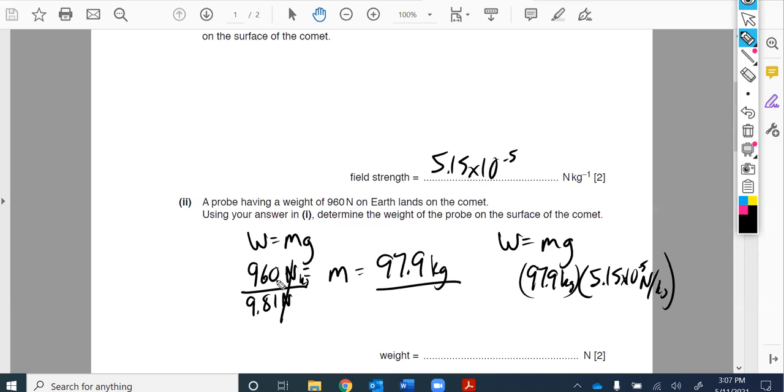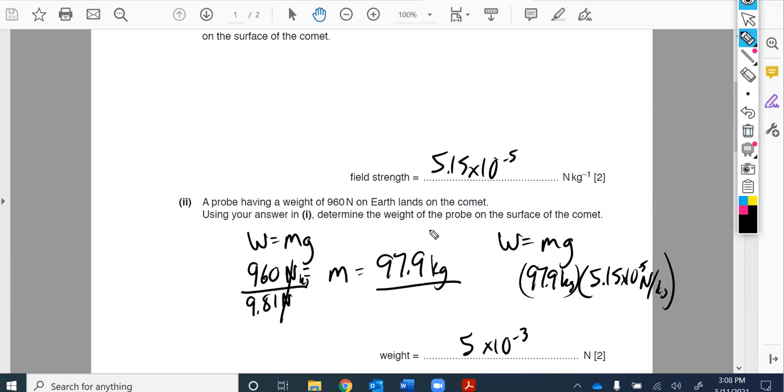So we use the data for Earth to figure out its mass, and then we just know mass is the same everywhere. So mass times this g, 5.15 by 10 to the negative 5, gives us a weight of 5 by 10 to the negative 3 newtons, so 0.005 newtons. It hardly weighs anything. On Earth, it weighs 960 newtons.